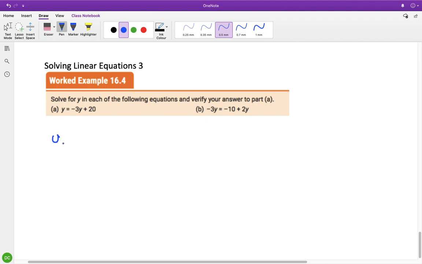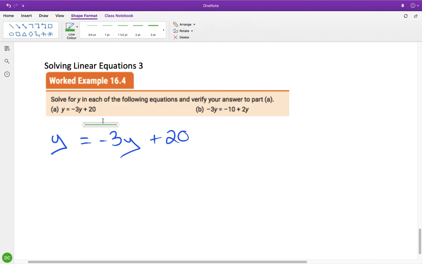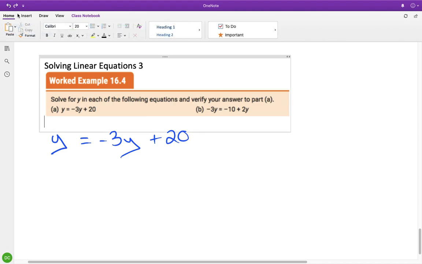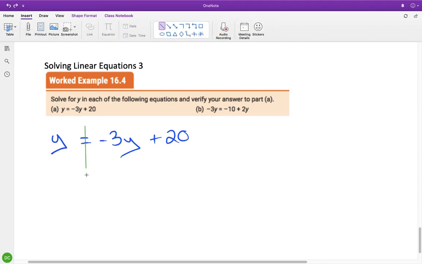Okay, so the first one, y equals minus 3y plus 20. So I'm going to insert my line, and we'll gradually drop this line off.